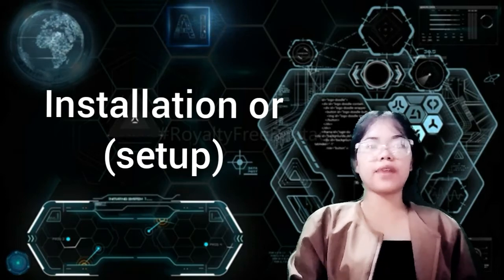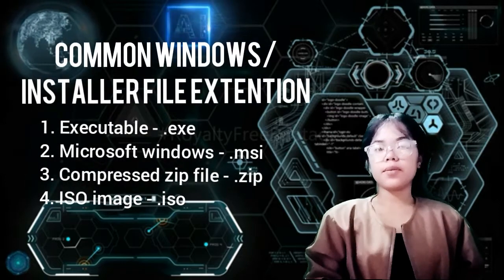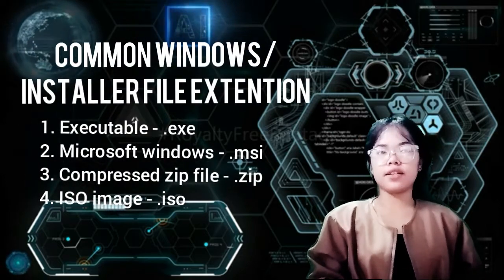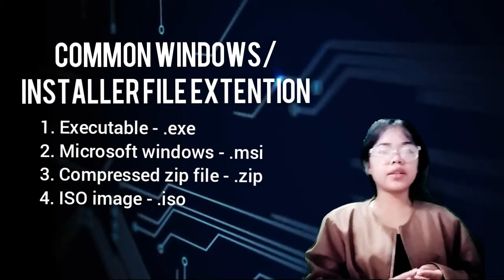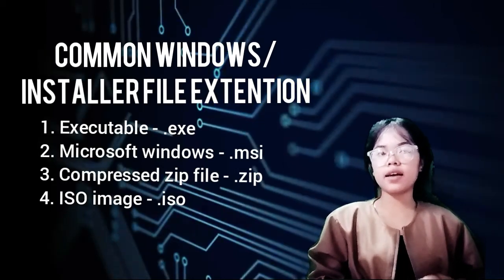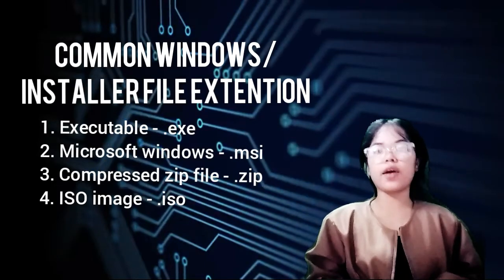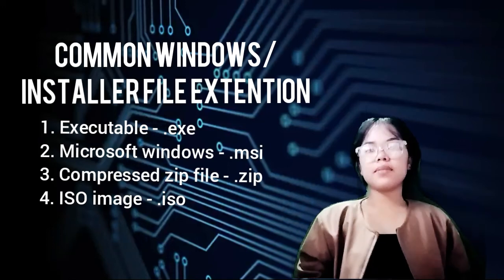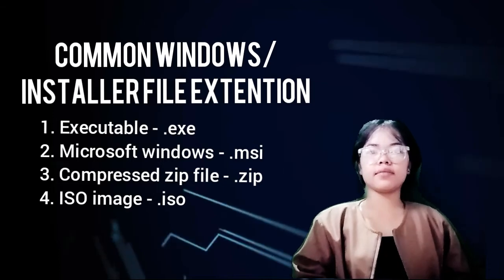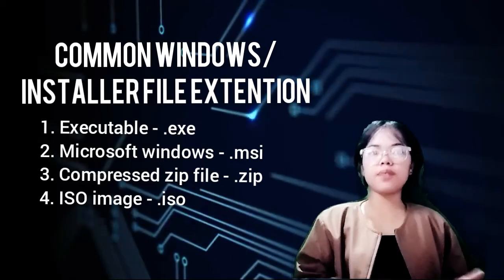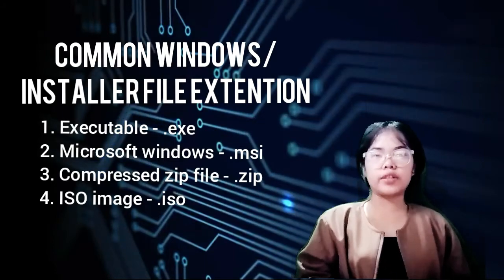Installation may be part of a larger software deployment process. There are common Windows installer file extensions: the executable or EXE, Microsoft Windows Installation or MSI, compressed zip file or ZIP, and ISO image or ISO. Some installers are specifically made to install the files they contain. Other installers are general purpose and work by reading the contents of the software package to be installed.